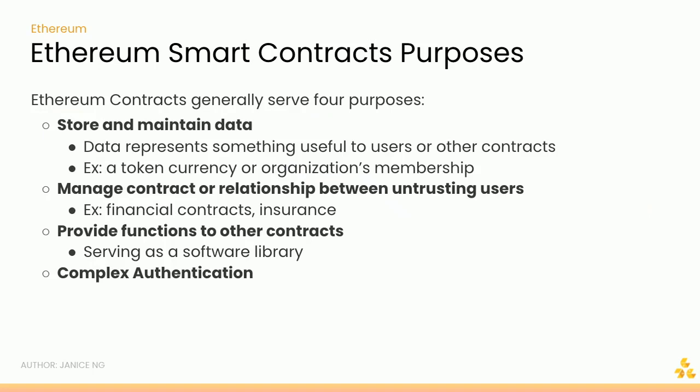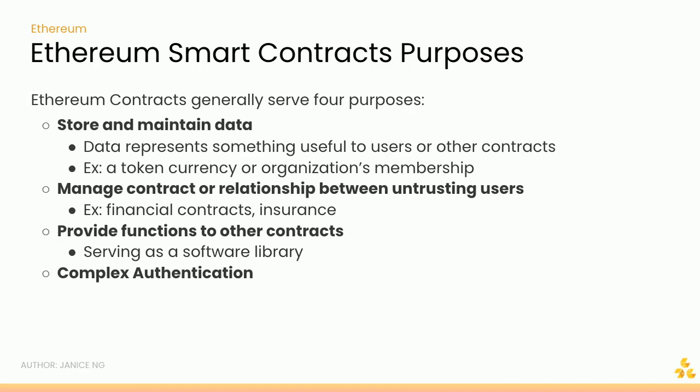And so what's the purpose of a smart contract on Ethereum? Like, why do we have smart contracts on Ethereum? Generally, we break it down into 4 different purposes that they serve. So the first one being to store and maintain data. And the data represents something useful to users or other contracts, or otherwise, why would you be storing it on the Ethereum network? Example, a token currency or an organization's membership is a type of data that you can use a smart contract to store.